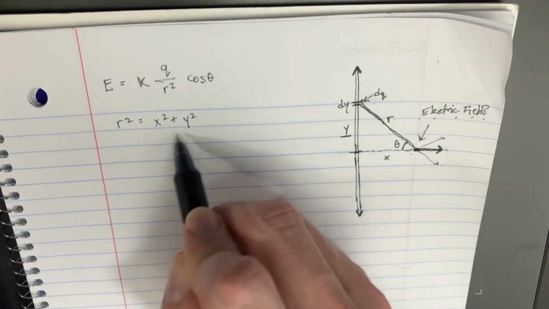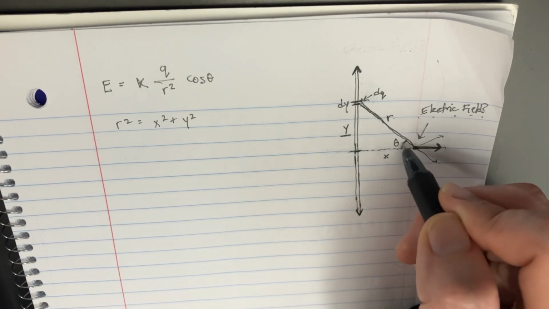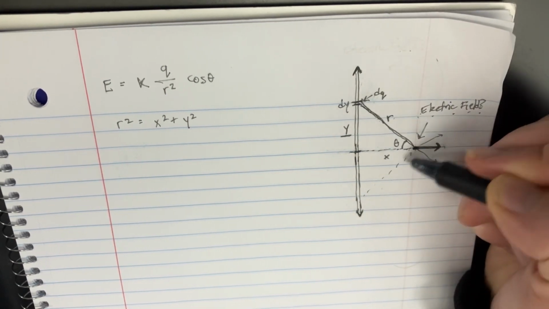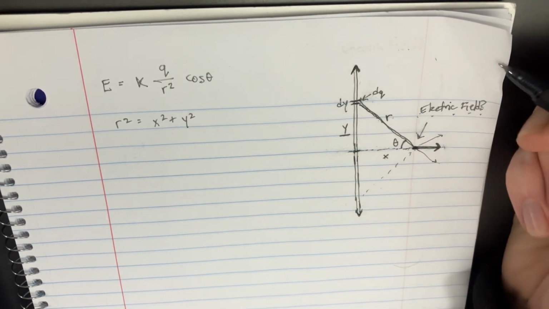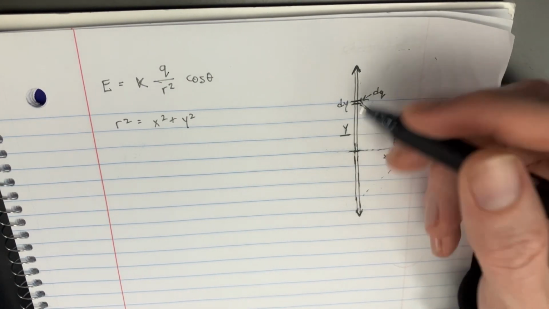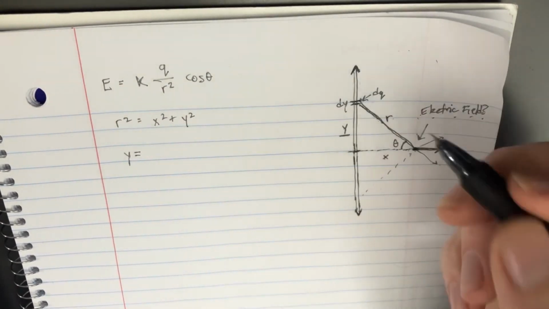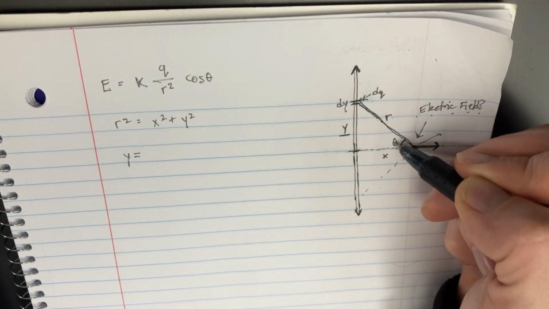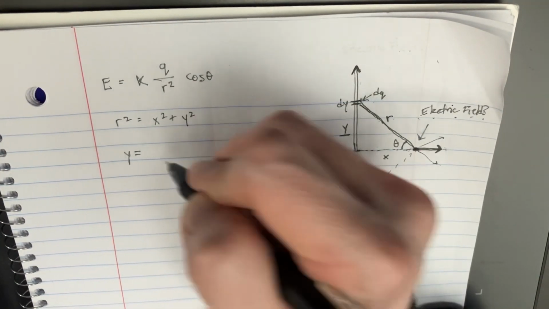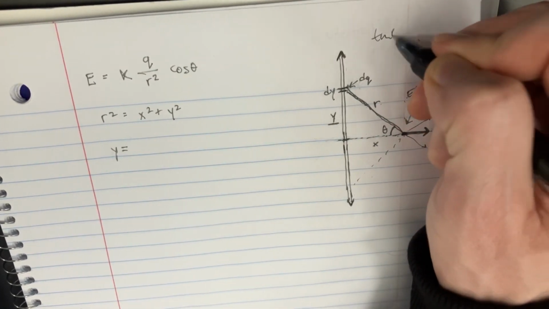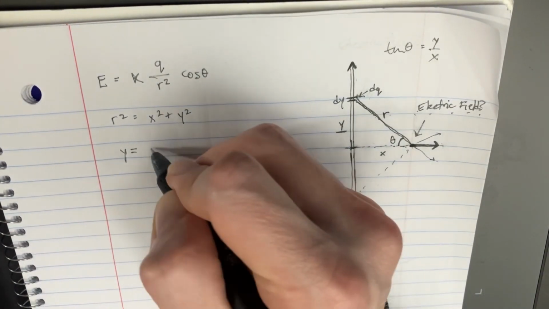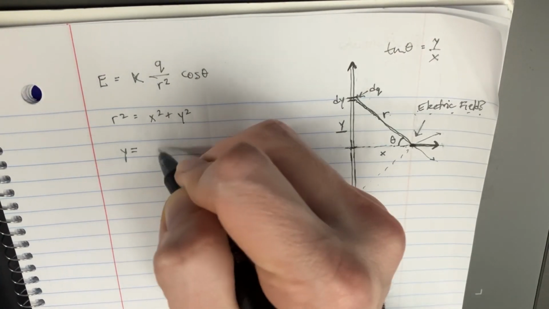Let's think about y, because we have to actually integrate over theta here. We're going to be integrating over this particular distance, and that's going to be an angle from some negative angle to some positive angle. But we have to figure out what it is along this y-axis. What is y? Well, what is tangent of theta? Tangent theta is equal to y over x. So tan theta is equal to y over x. That means that y is equal to x tan theta.